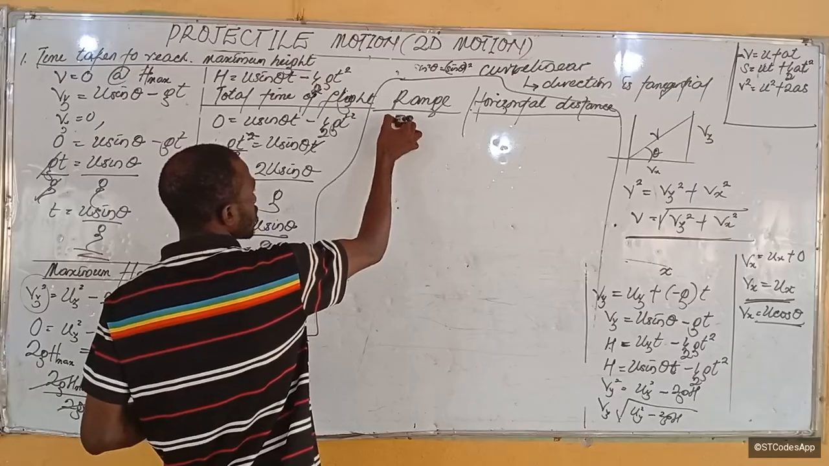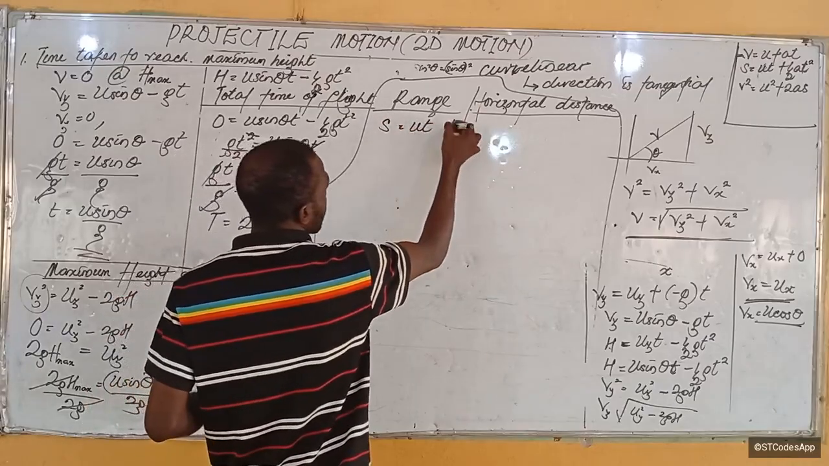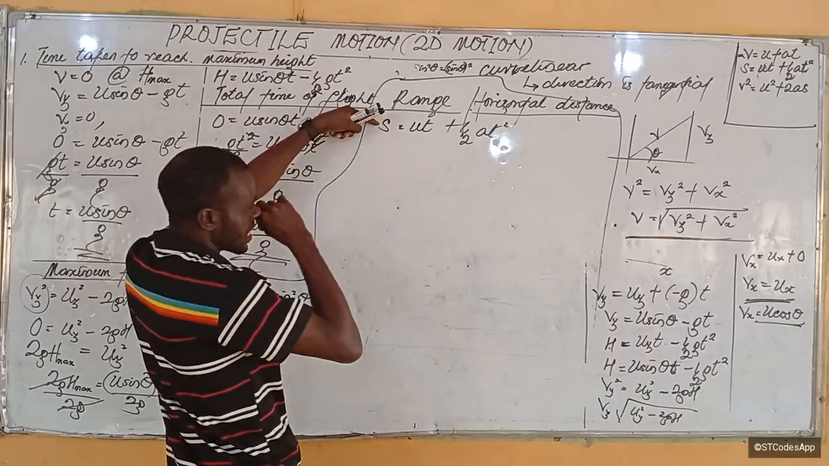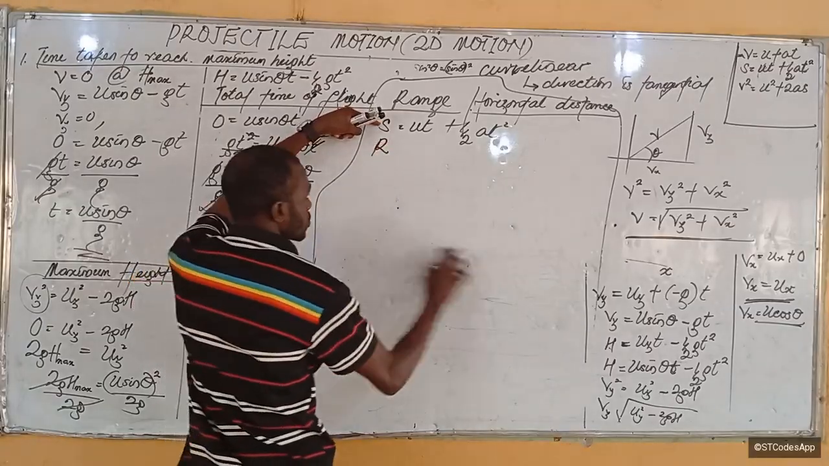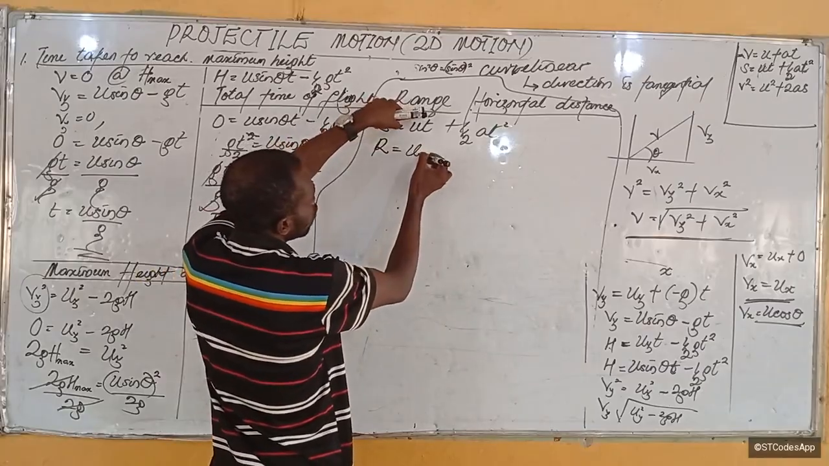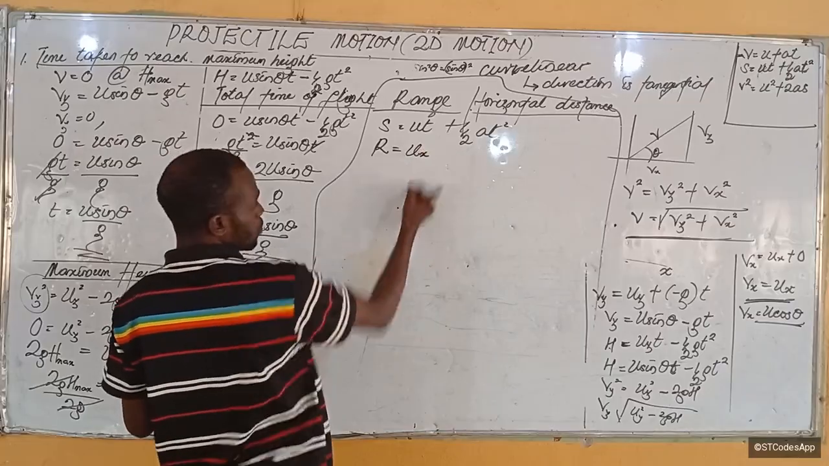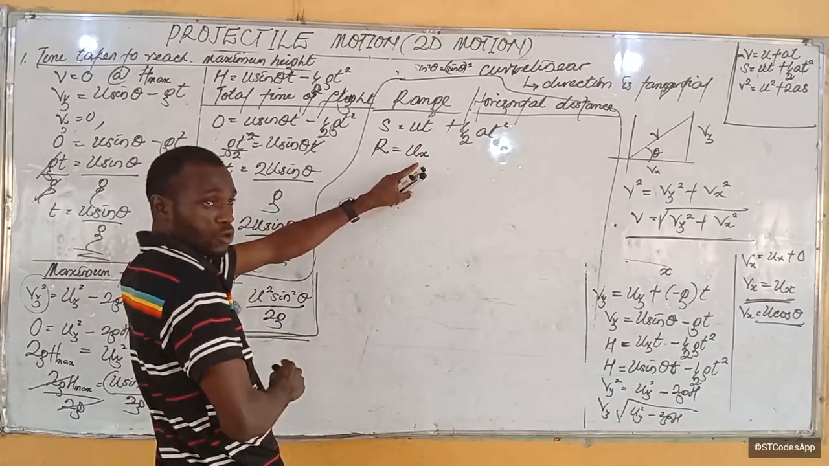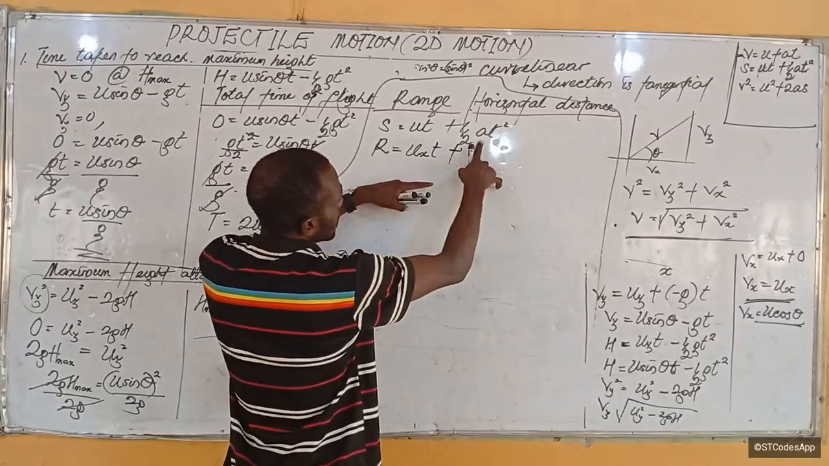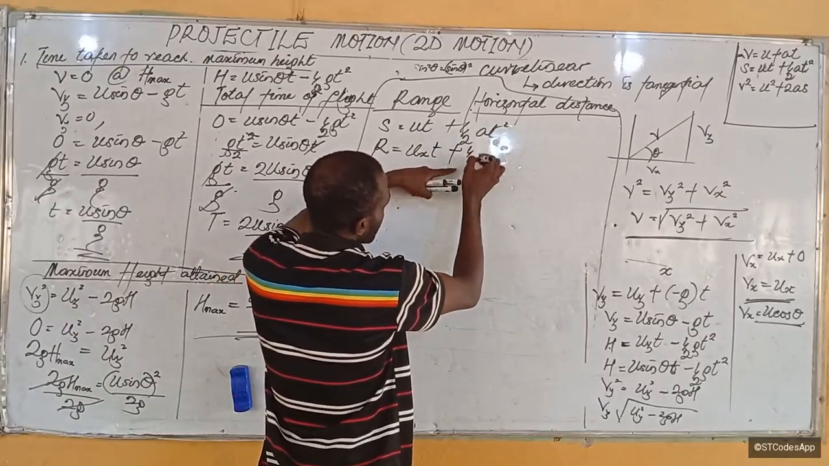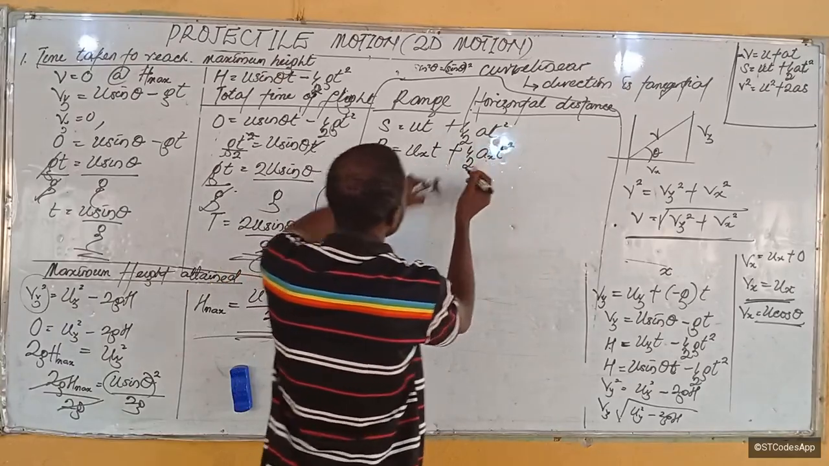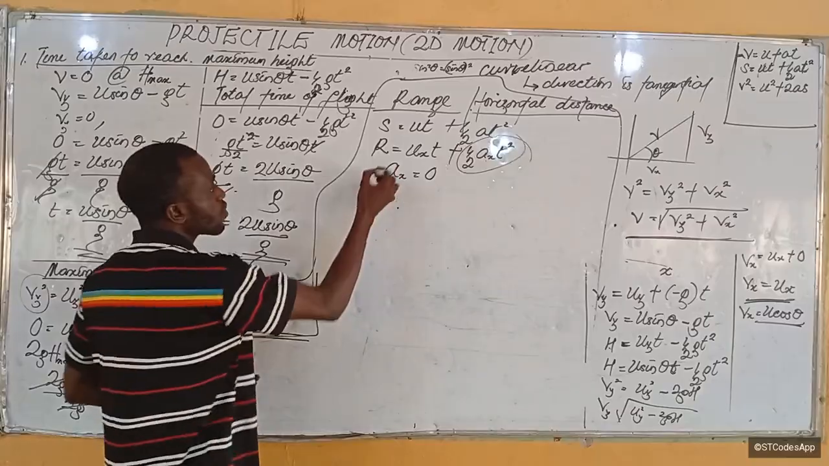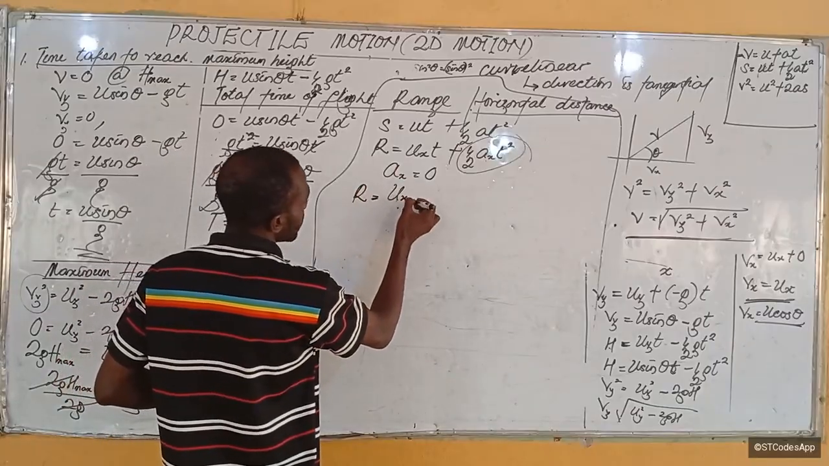Watch this. You know that the range covered from S equals UT plus half AT squared. Now, which S would this be? Let's call it range R, horizontal distance. It's going to be equal to UT. Which U would this be? U sub X. Keep that in mind. That's U cos theta, times T plus half A sub X T squared. But what is A sub X? Recall that A sub X is 0. So this entire thing has reduced to 0. So our range therefore becomes U sub X times T.